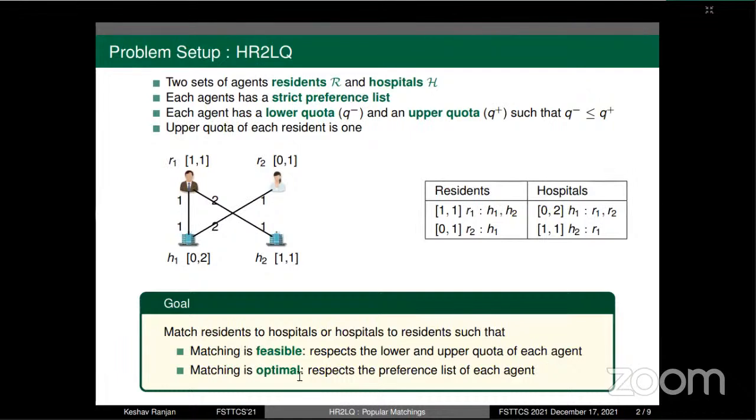Matching should also be optimal in the sense that it should respect the preference list of each of the agents. One of the classical examples of optimal matching is stable matching, which is characterized by the absence of a blocking agent. But an HR2LQ instance may not admit a matching which is feasible as well as stable. The 2x2 instance shown on the screen here is such an example.